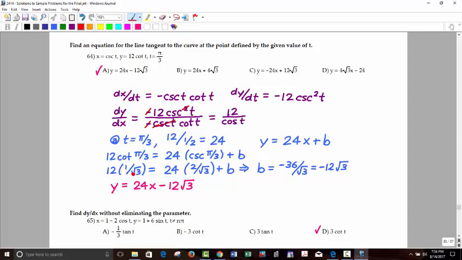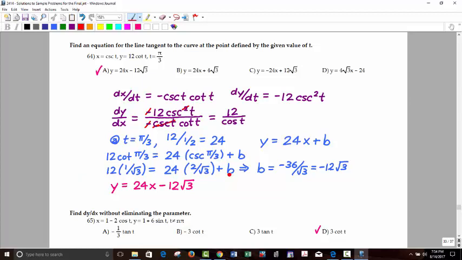So I simplify this using the values. Cotangent of pi over 3 will be 1 divided by square root of 3. It's cosine of pi over 3 divided by sine of pi over 3. You can look at a unit circle and put that together pretty easily. Cosecant of pi over 3 is 2 over the square root of 3, because it's a reciprocal of the square root of 3 over 2.